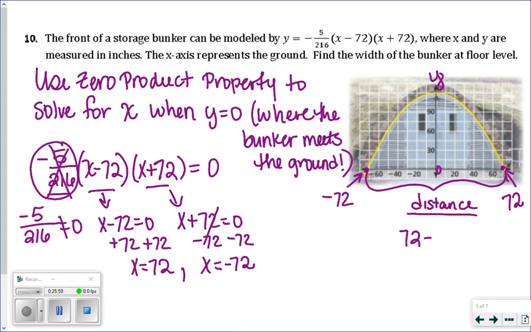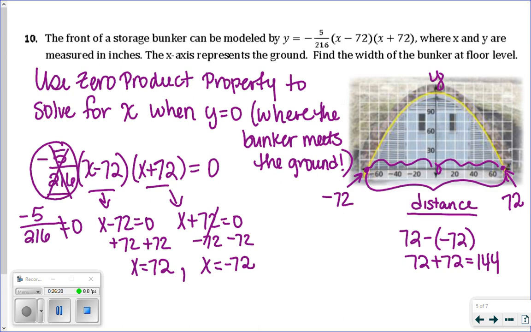Usually for distance, we subtract the new number by the previous, right? We kind of figure out what that whole thing is. Minus a negative becomes a positive. That makes sense. So when we add that, we get 144. That makes sense. Basically, we're saying we have 72 inches over here, plus another 72 inches over there. So we add them together.